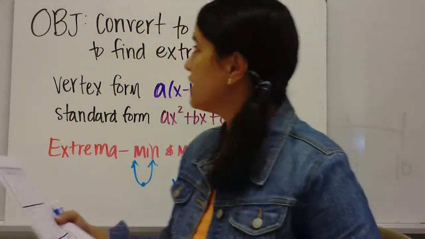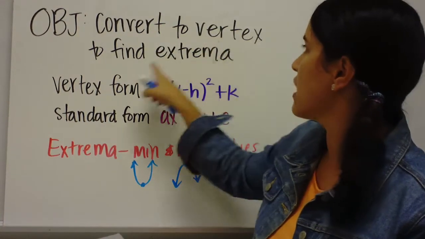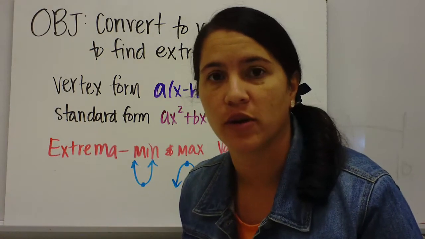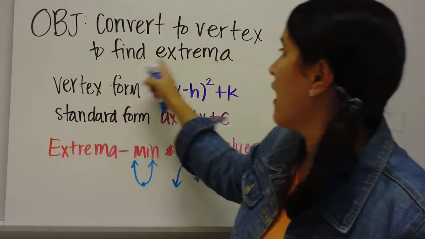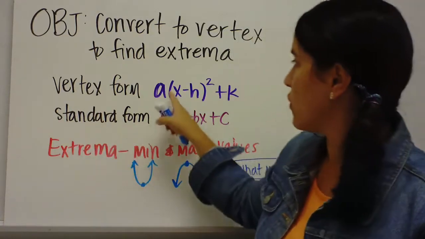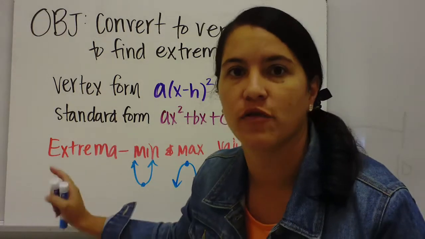Today's objective is to convert to vertex form. So I'm going to show you how to change a quadratic equation into vertex form and then to find the extrema. Alright, so just quick: vertex form and standard form. And extrema is another word for minimum or maximum.